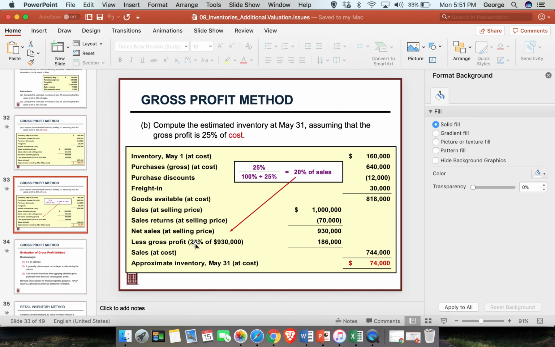convert the retail value of sales to cost value by subtracting out the gross profit, the markup of 20% of 930, which is 186. So our sales at cost are 744,000. I have 818,000 goods available for sale. 744 is sales, and the rest of it, 74,000, must be our inventory or approximate inventory. So remember, these are approximations. Gross profit and the next one, retail method, are both approximations.